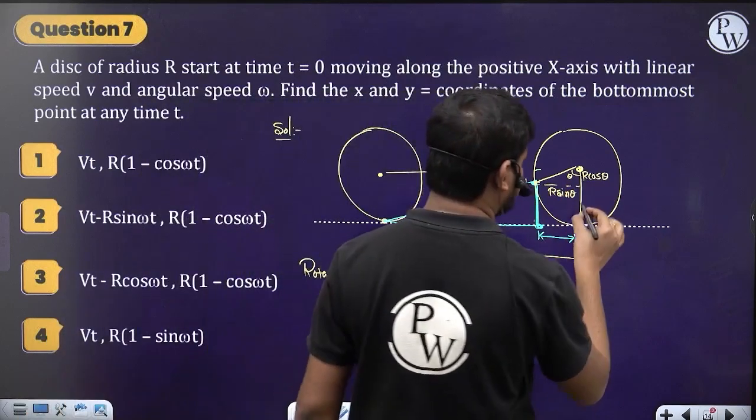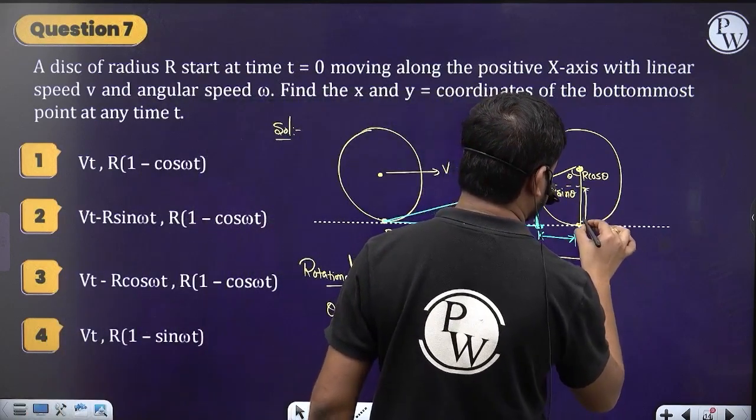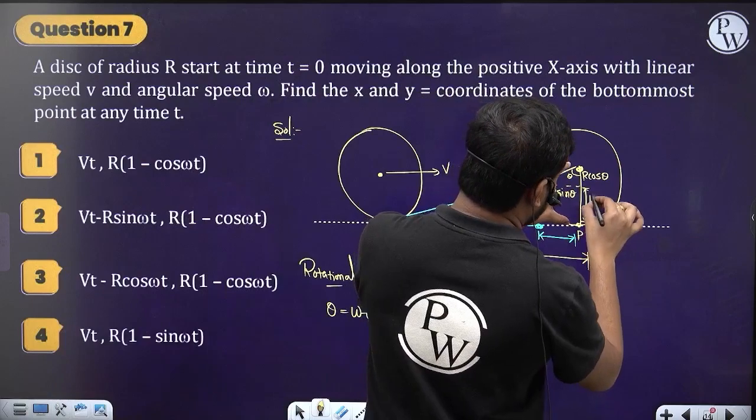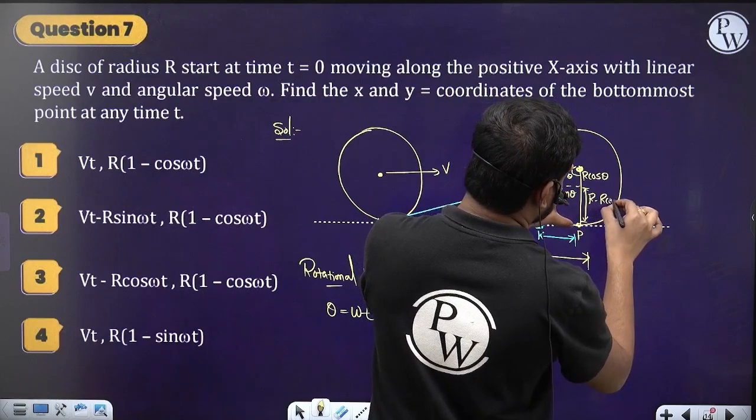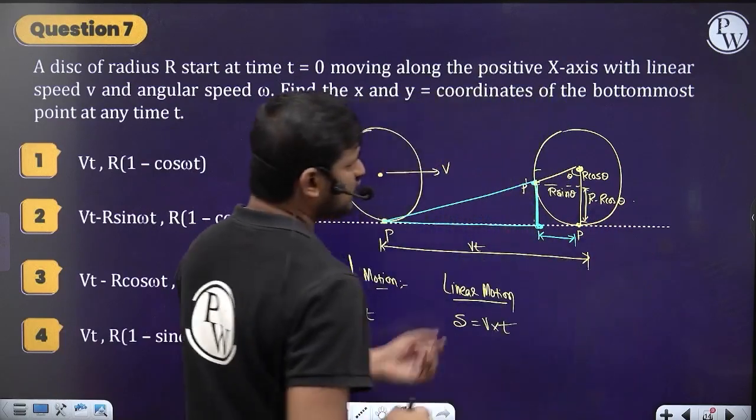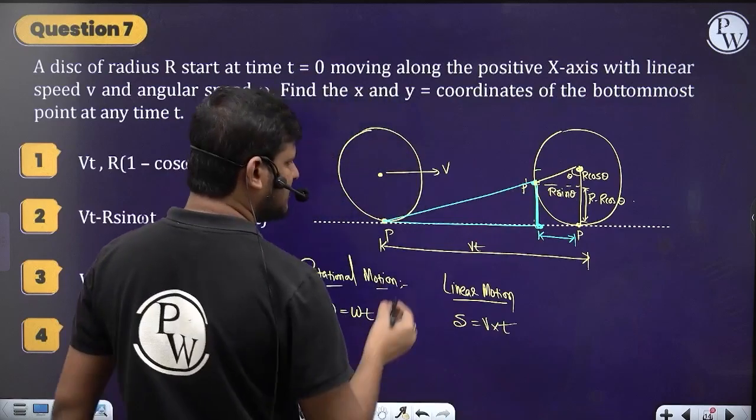So from here, what will be this distance? The total should be r. This will be r minus r cos theta. This will be r minus r cos theta. So now we have got everything. So what will be this distance? Tell me.